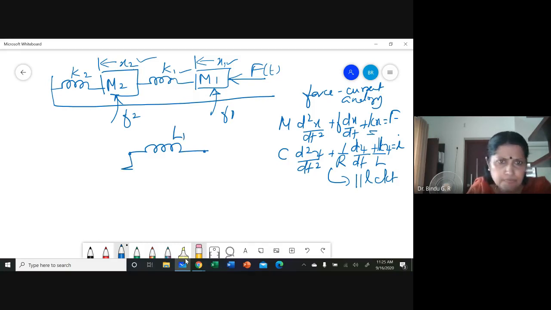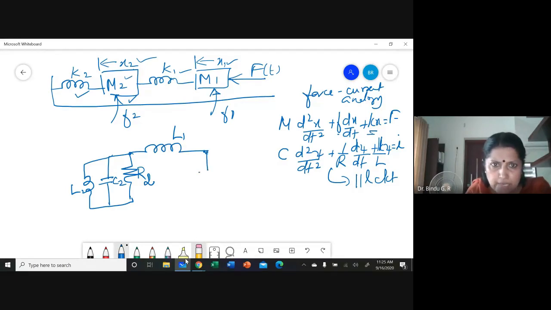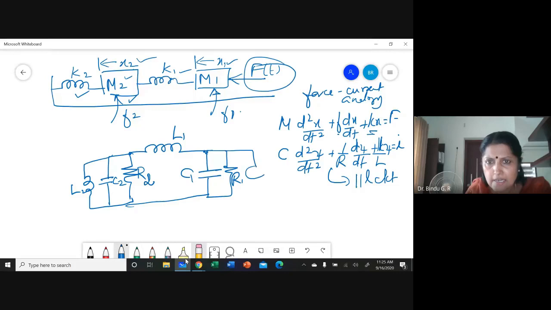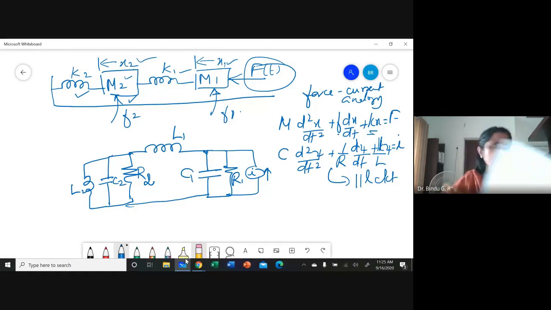Then you connect R1 instead of F1, R1, C, R2, C2, and L2. Instead of K2, F2, and M2. And here you will have C1. Instead of F1, you will have R1. And instead of capital F, you have a current source. That's all, easier. That is all regarding the force current analog.